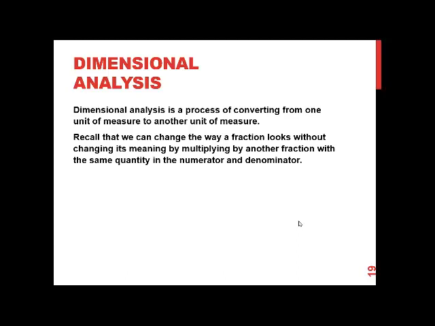Now, to start with the dimensional analysis, first I want to remember that we can change the way a fraction looks without changing its meaning by multiplying by a fraction that has the same quantity in the numerator and denominator. In other words, we can write 2/5 equals, and then we can multiply 2/5 by 3 over 3, and we get 6/15. Now what we've done is change the way it looks without changing its meaning. 6/15 still represents the same quantity as 2/5.